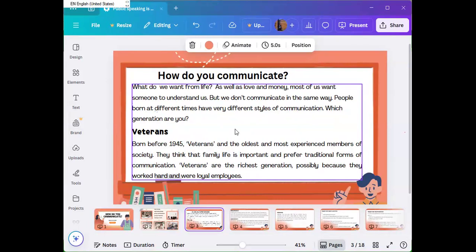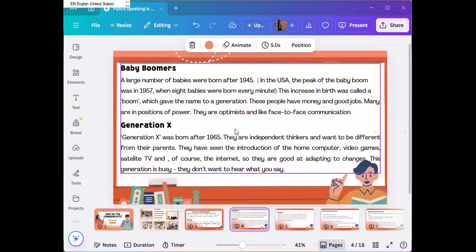Yes, veterans. Veterans. Let's go. First job. That's one. Very good. Baby boomers. Baby boomer. Yes, baby boomer.